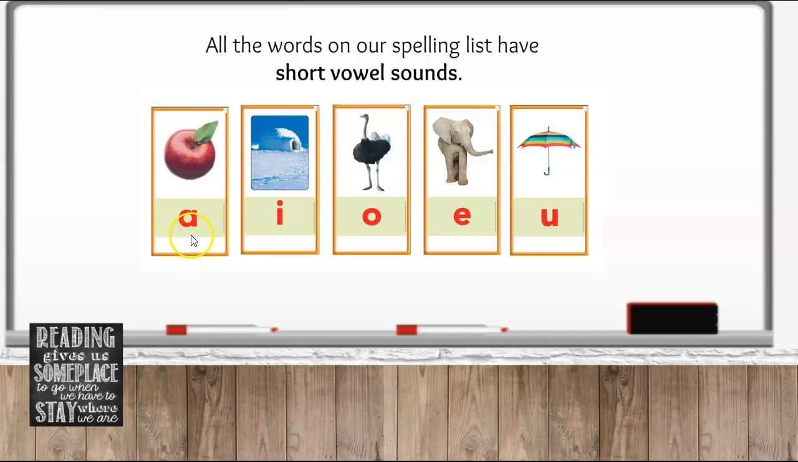We have short vowel A that says A like apple, short I that says I like igloo, short O that says O like ostrich, short E that says E like elephant, and short U that says U like umbrella.